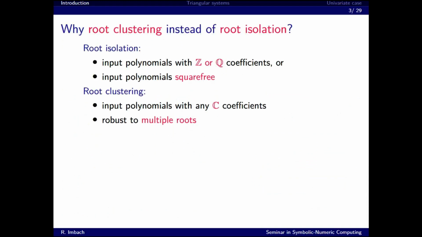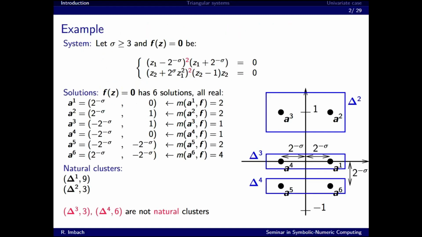So why do root clustering instead of root isolation? In root isolation, one wants to compute polydiscs containing only one solution. This requires separating the solutions. Going back again to the slide with the deltas, the one before.